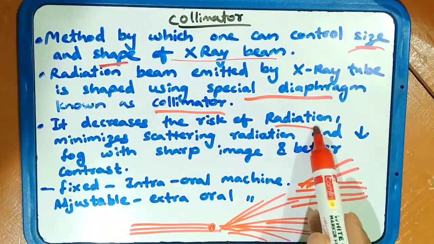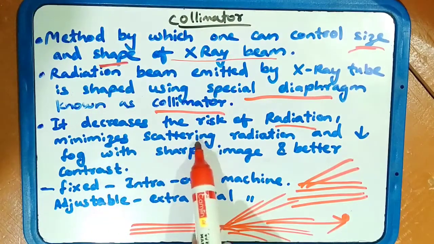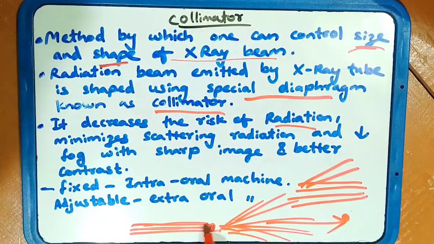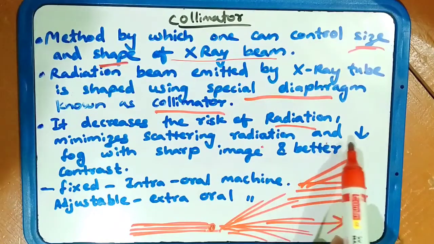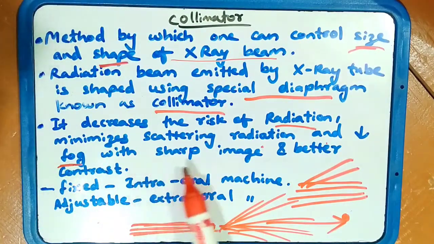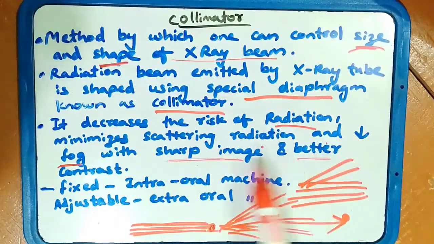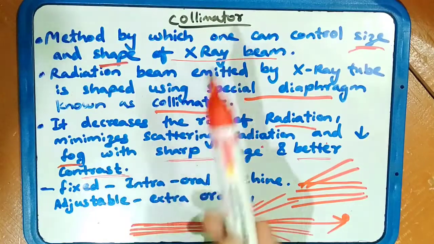What does it decrease? It decreases the risk of radiation, and minimizes scattering. You can see this is going in a linear manner, minimizing scattering radiation and decreasing the fog. Fog means you are not going to get a clear image. This is fog. With a sharp image, what does it do? It sharpens the image, and better contrast is given by the collimator.